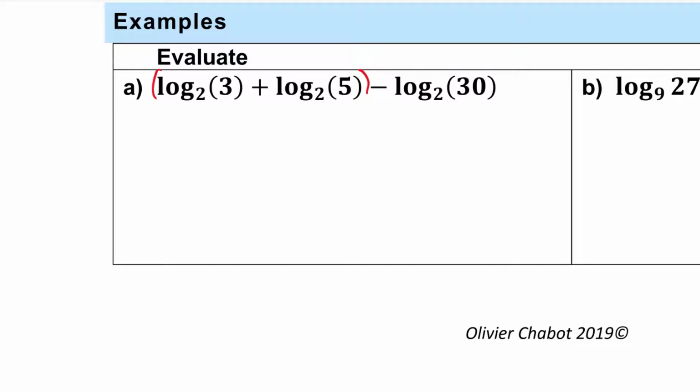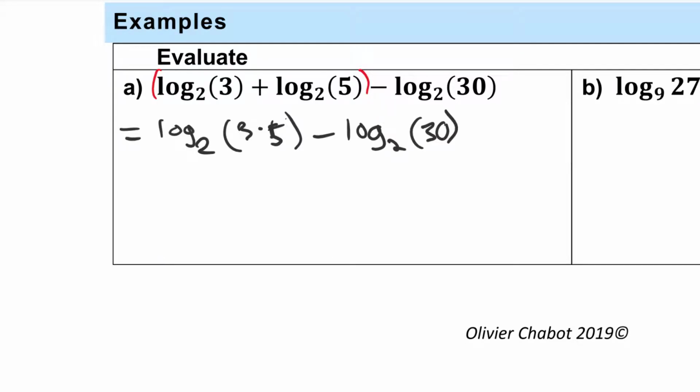We have an addition here, so we're going to combine all these logs and try to do something with them. When we have an addition, it usually goes with multiplication. So we're going to multiply the numbers on the inside. It'd be 3 times 5, which will be 15, then minus log base 2 of 30. Instead of writing a new line, I'll just erase this and write 15. So we have log base 2 of 15.